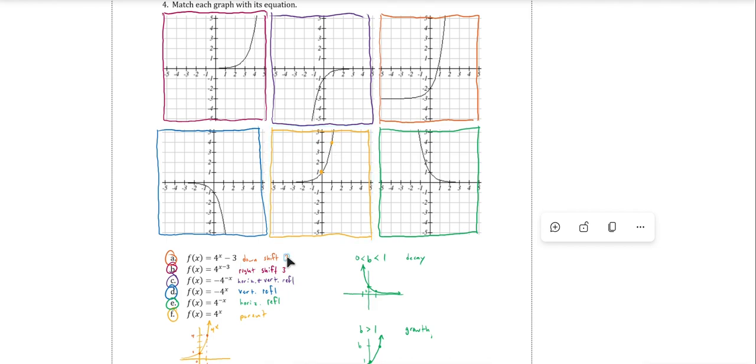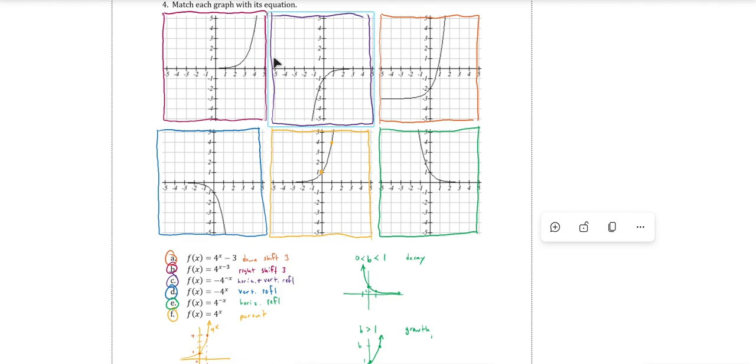Now, what about this downshift by 3? Downshifting is going to downshift the horizontal asymptote as well. And so we should look for one that has a horizontal asymptote at -3. There it is. This one is a right shift by 3. That won't change the horizontal asymptote, but it will shift the point (0, 1) over to (3, 1). And we can see this graph goes through (3, 1).